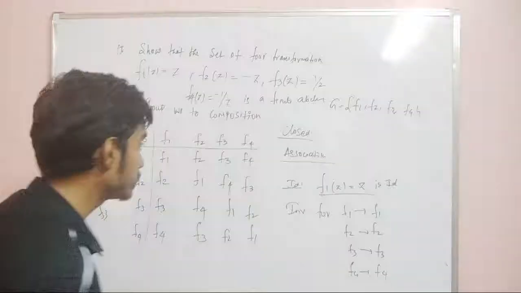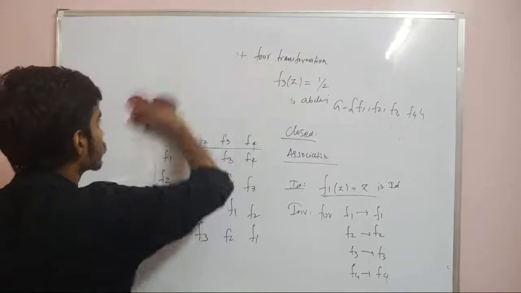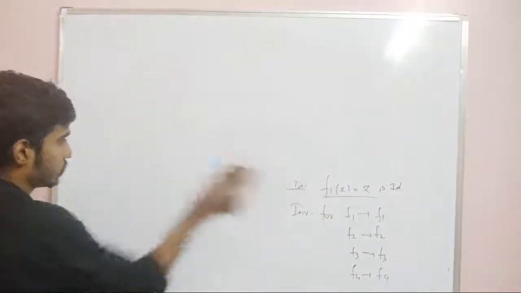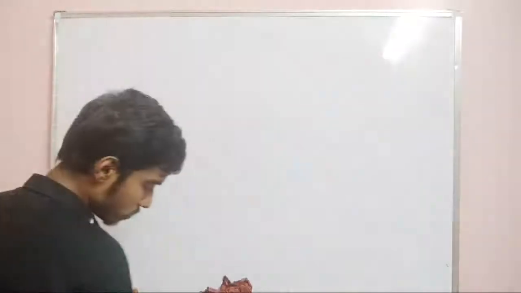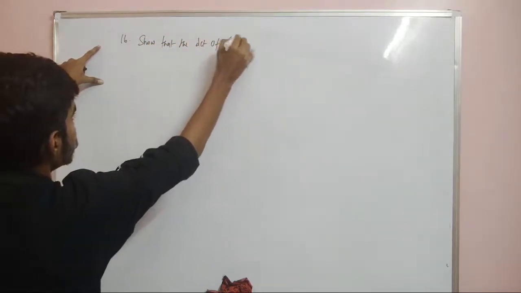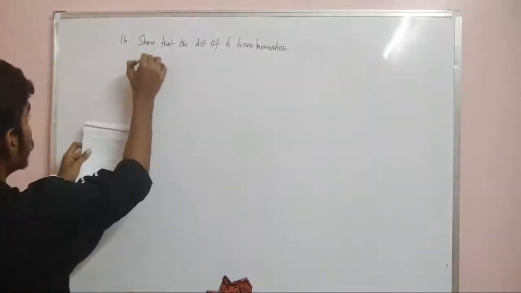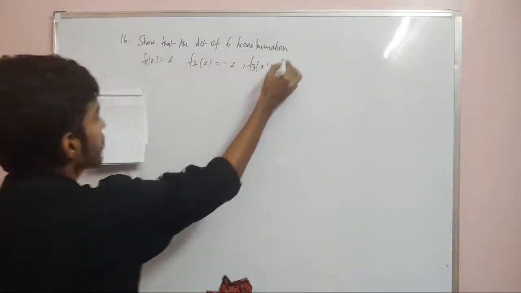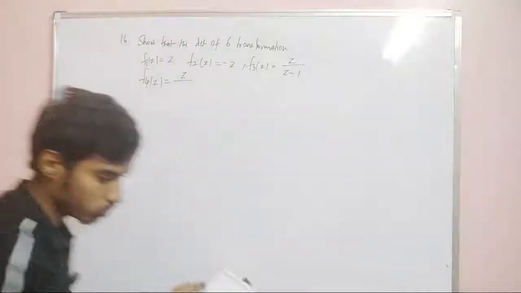So I'll give you one problem for you to exercise. Problem 16 is, show that the set of 6 transformations, f1 of z is equal to z, f2 of z is equal to minus z, f3 of z is equal to z by z minus 1, f4 of z is equal to z by z minus 1.